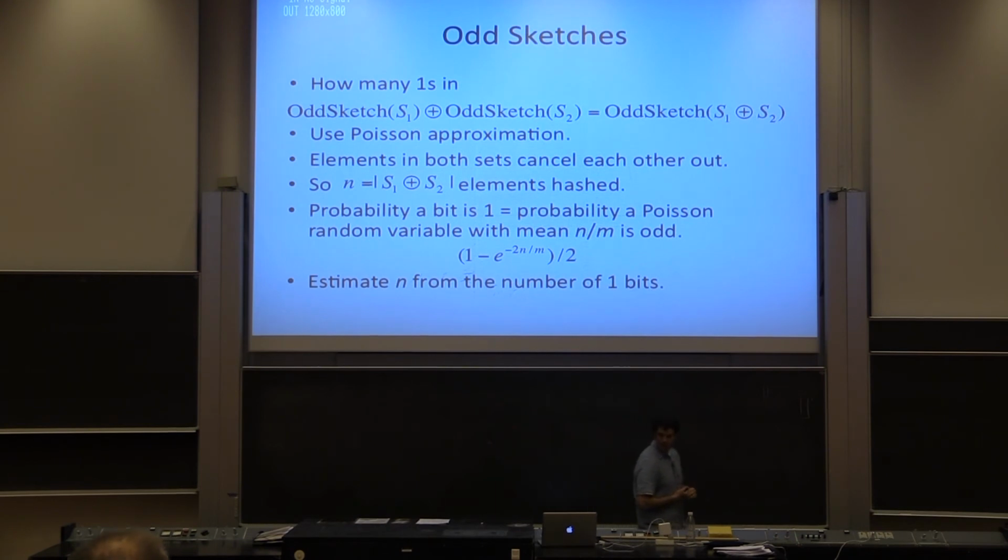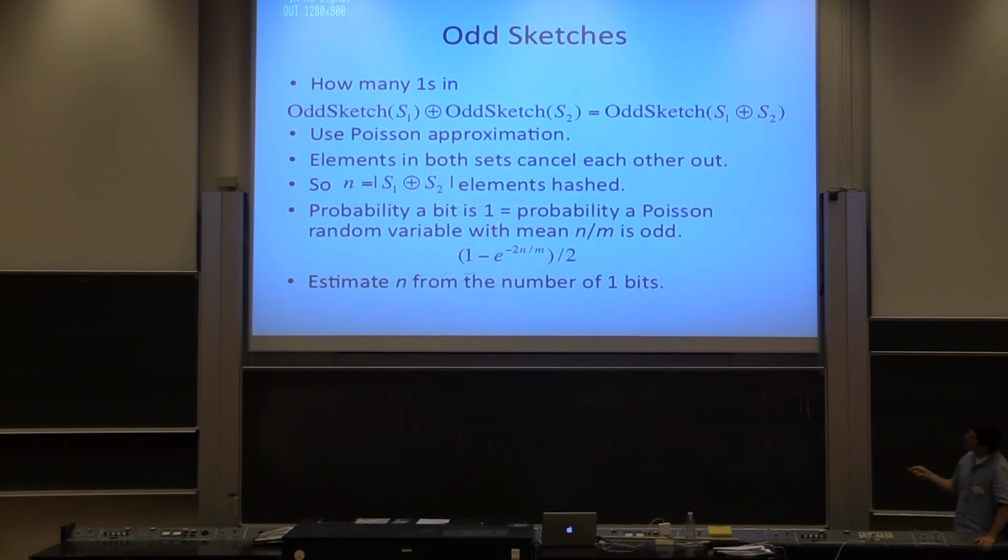All right, so to figure out how many ones are in an odd sketch, in particular when I'm taking two sets and putting them together, I can use a Poisson approximation. Elements that are in both sets are going to cancel each other. So what I'm going to find is really the odd sketch of the set difference, the things that are in one but not the other.